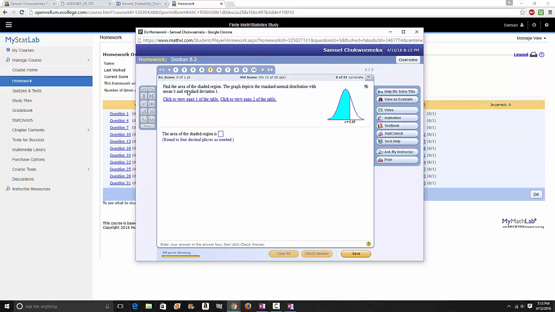Now, find the area. Like I said, the area means the probability, and it also means the relative frequency. Find the area of this shaded region. So this is to the left, and Z is 0.69. So we are going to use the table.